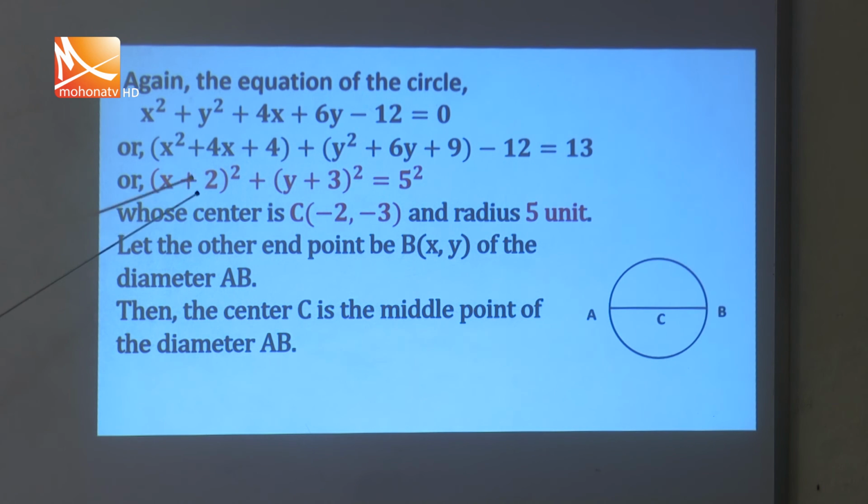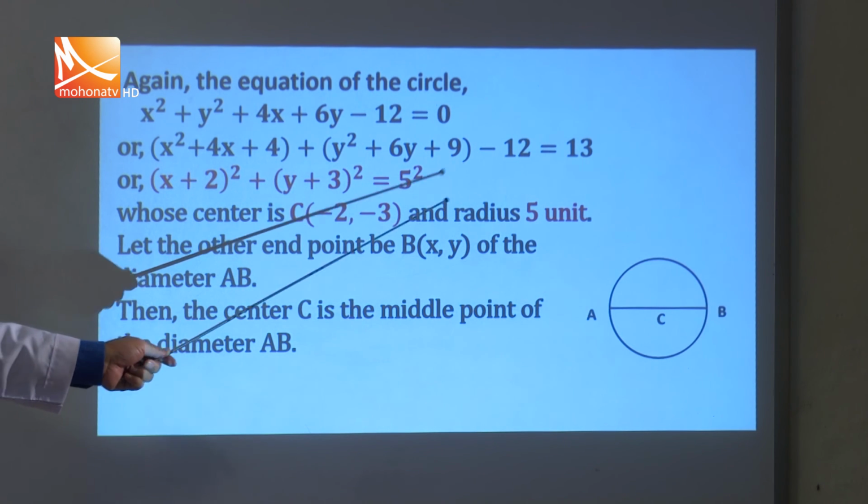So if we compare with x minus h whole square plus y minus k whole square equals to a square, then we get h equals to minus 2 and k equals to minus 3. That's why we have written here whose center is C, minus 2 comma minus 3 and radius 5 unit.